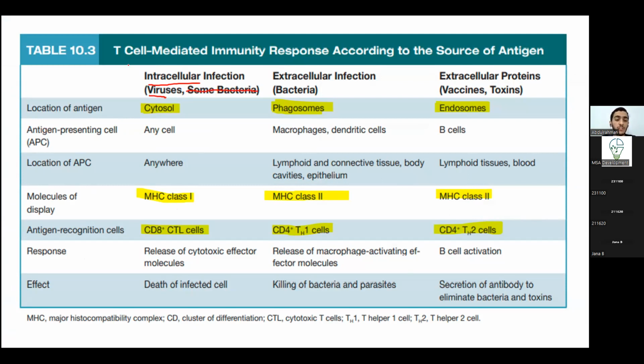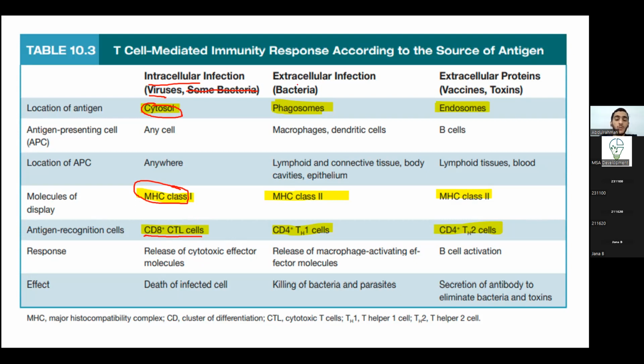If you have intracellular infections, since they're going to be avoiding the phagocytosis or phagodestruction, they're going to be located in the cytosol. And since they're found in the cytosol, they are going to be presenting their antigens on MHC class 1, and they're going to be destroyed by CD8 positive, similar to the cytotoxic T cells. Okay? Clear? You know this part.